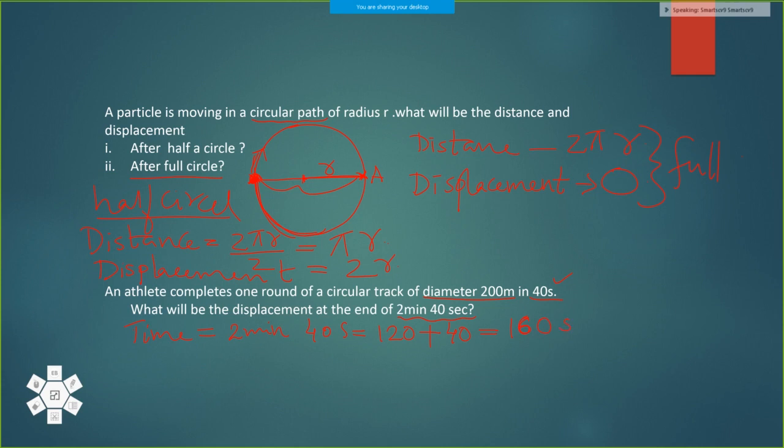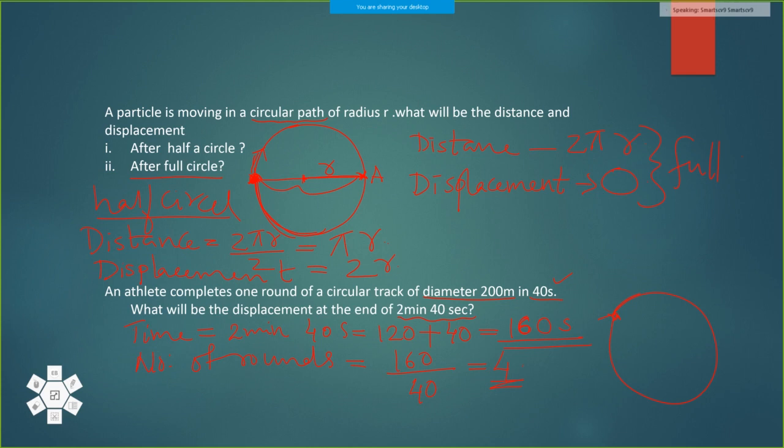160 seconds. And when it completes one round, what will be the displacement? One round he will complete in 40 seconds. So how many rounds can he complete in 160? Number of rounds is equal to 160 divided by 40, because one round needs 40 seconds. So 160 by 40 is 4. How many rounds has he completed? 4. He started from a point, then 1, 2, 3, then 4. Again the same point he has reached after 4 rounds.